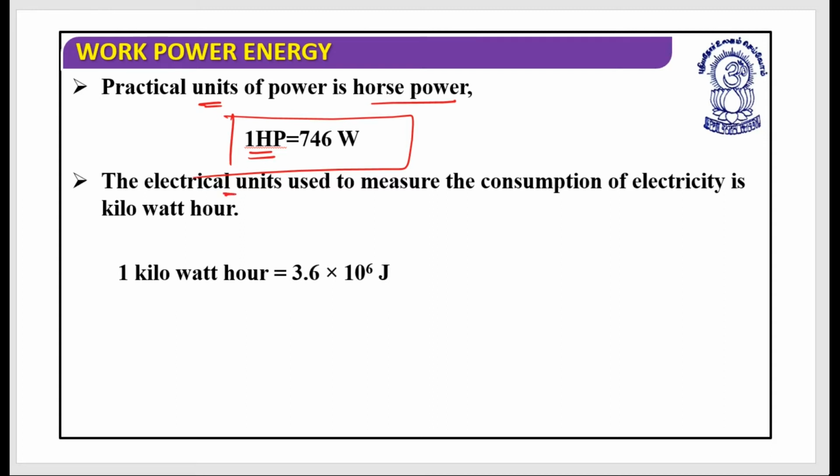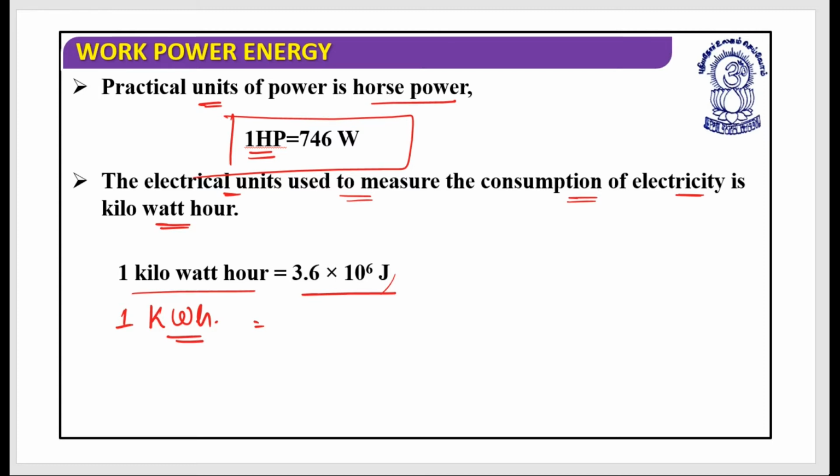The electrical unit used to measure the consumption of electricity is the kilowatt hour. In reality, this is a unit of energy. We call it kWh. 1 kilowatt hour is equal to 3.6 into 10 to the power 6 joule.